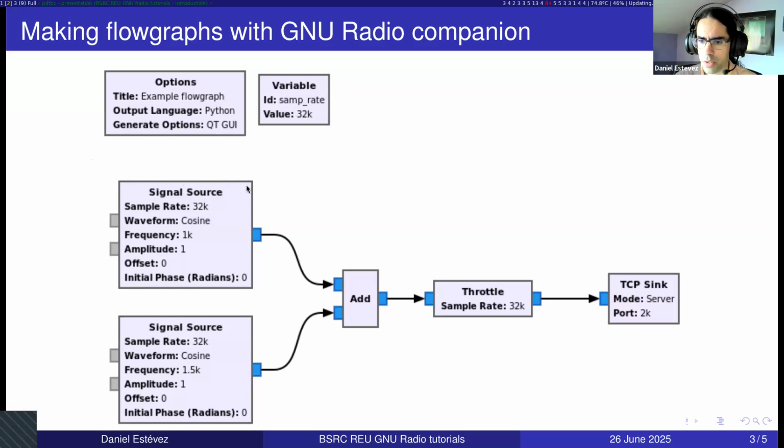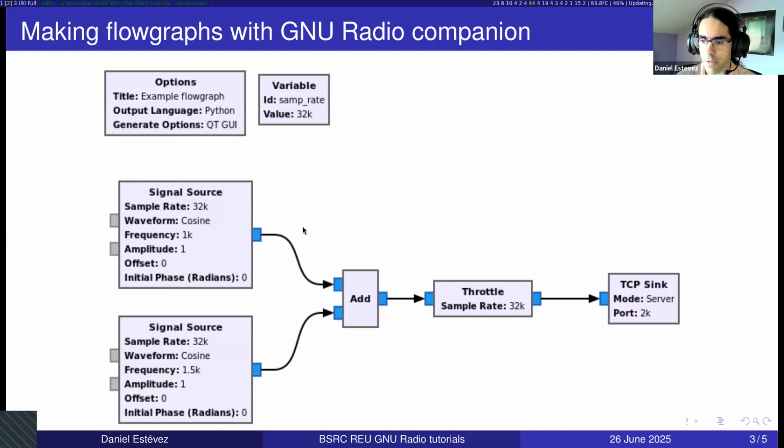So here are the blocks themselves. The signal source is a block which generates some kind of signal. The waveform can be chosen. In this case, I'm choosing a cosine signal. And then we have some numbers, so sample rate, frequency, etc. So basically, this is a 1 kilohertz cosine, and the sample rate is the one we have from here. So nothing too special. We are generating a cosine. And here we are generating a cosine of a different frequency, 1.5 kilohertz.